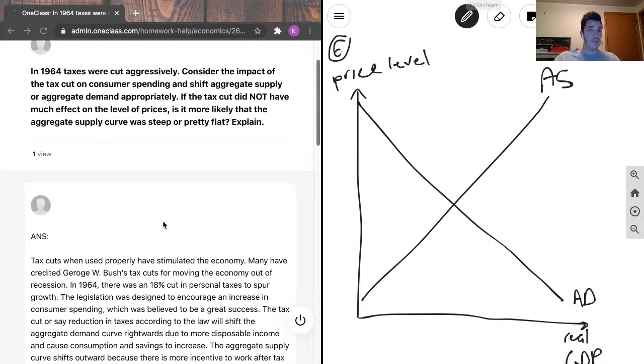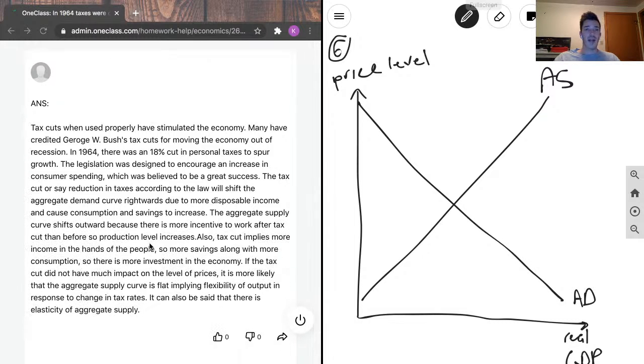So tax cuts, when used properly, have stimulated the economy. Many have credited George W. Bush's tax cuts for moving the economy out of recession. Effectively, if there is a tax cut, you now have an effectively higher level of disposable income, or income period. And some of that income you may save, but you would think that at least some portion of it will be spent as well. So this is going to constitute a shift to the right of aggregate demand.